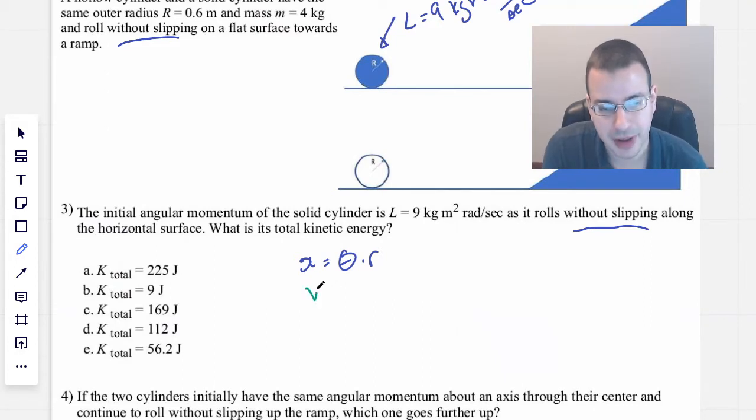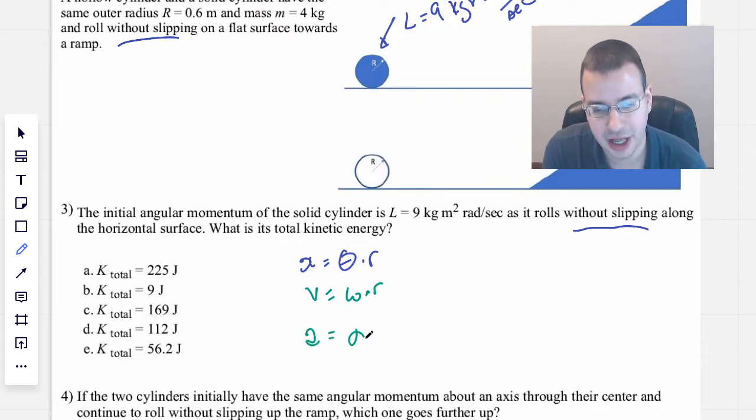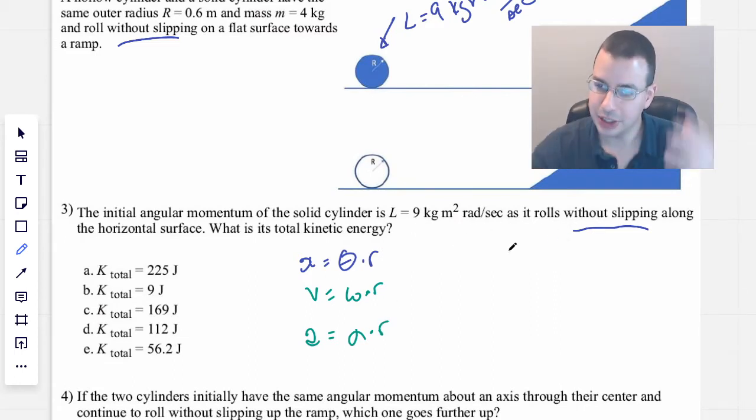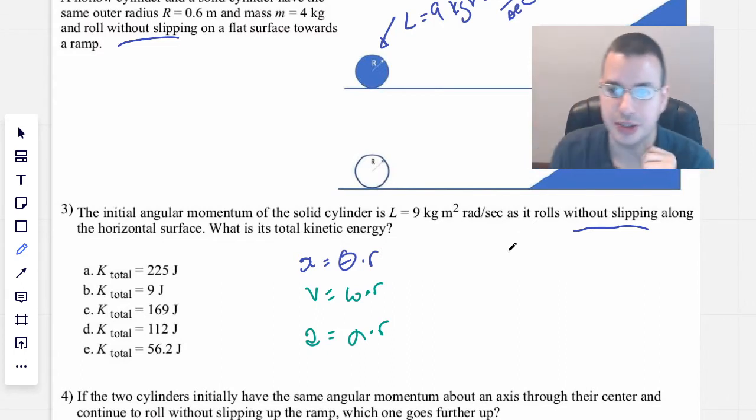Then if you follow the same pattern, you have velocity equals angular velocity times radius. Acceleration equals alpha, the angular acceleration, times r. So when you say without slipping, what's really being conveyed to you is that these relationships are true. If there was slipping, they would not be true.